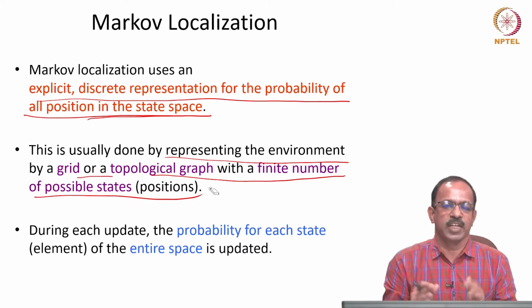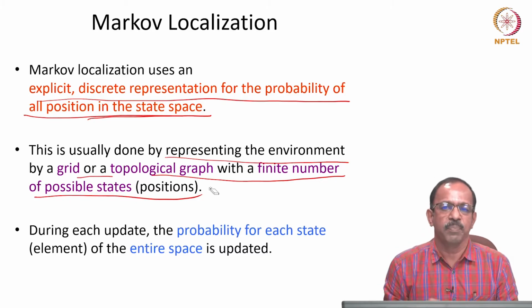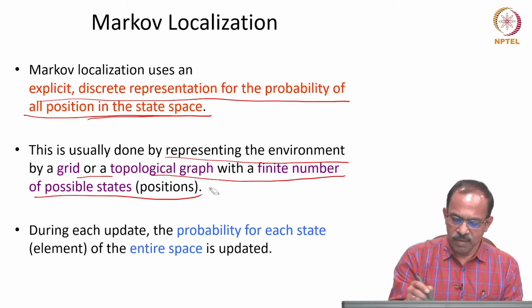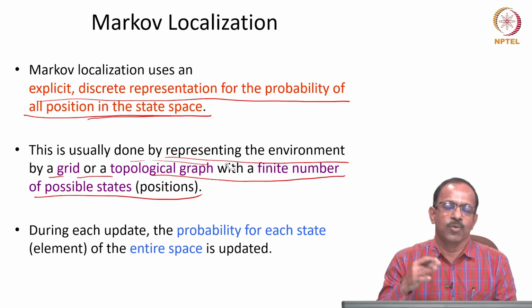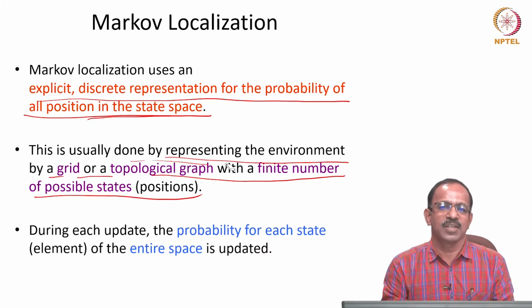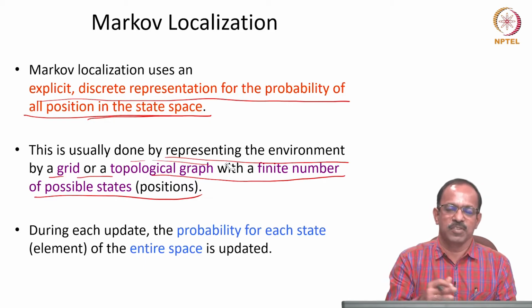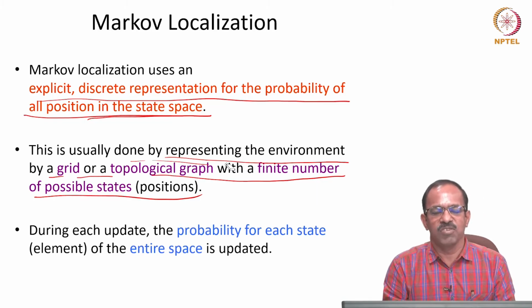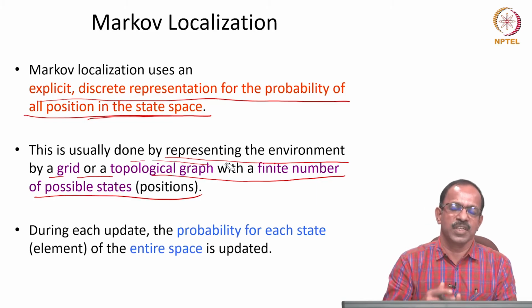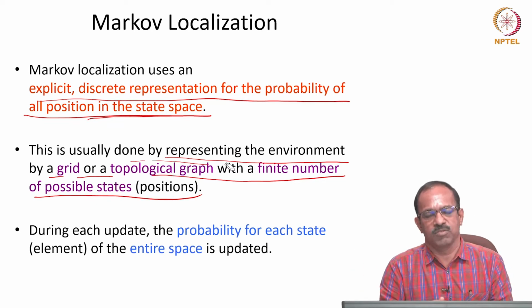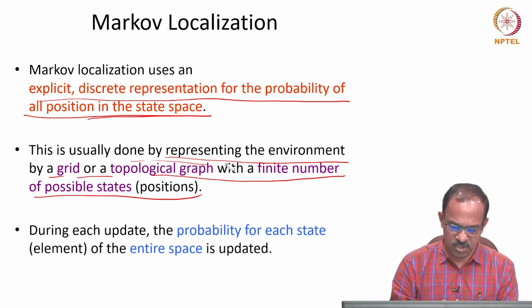So, you will have a finite number of possible states like x, y, theta, and then you will have a grid or a topological graph, and you look at each grid and see what is the probability that the robot is at that location, and what is the probability of its x position, y position, theta position, and then update it at every instant, and keep doing this and try to find out at every instant which one gives you the highest probability. So, that is the Markov localization method.